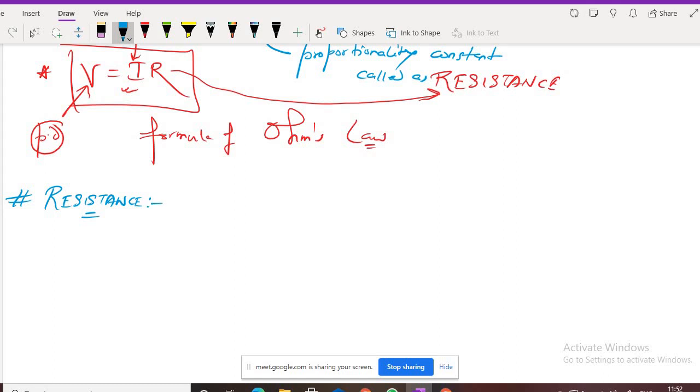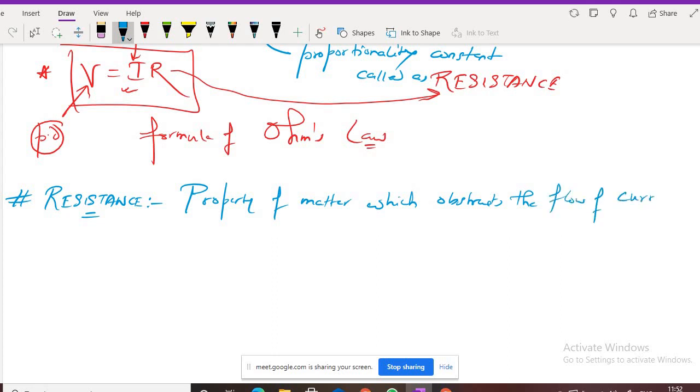Resistance is a property of matter which obstructs the flow of current. That is, resistance is such a property which does not allow current to flow. Obstruct means do not allow. Okay, if I tell you what is resistance, resistance is a property of matter.